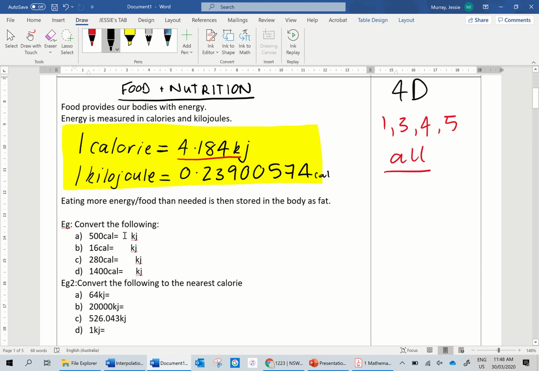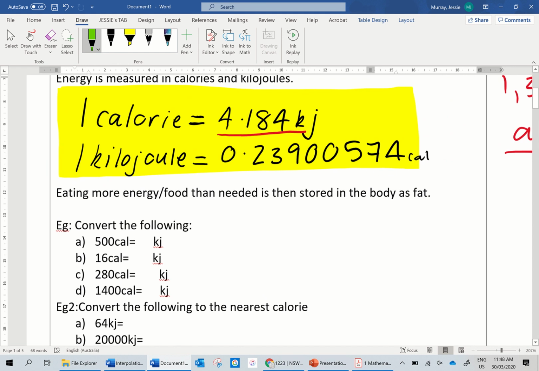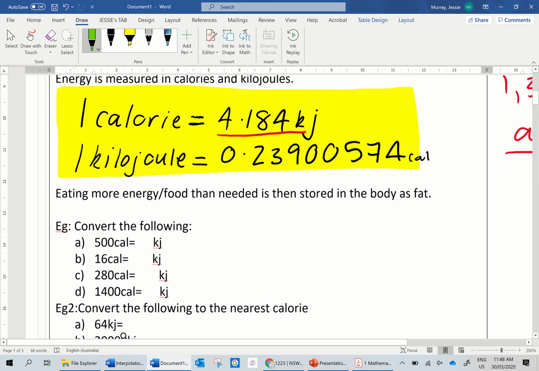It says convert the following. So 500 calories is how many kilojoules? The idea here is as long as you know that conversion, it's really straightforward. You don't get given that conversion on your formula sheet, so it is something you do need to remember. You really only need to remember one, and I suggest remembering just the first one because you can use that to work out the second one.